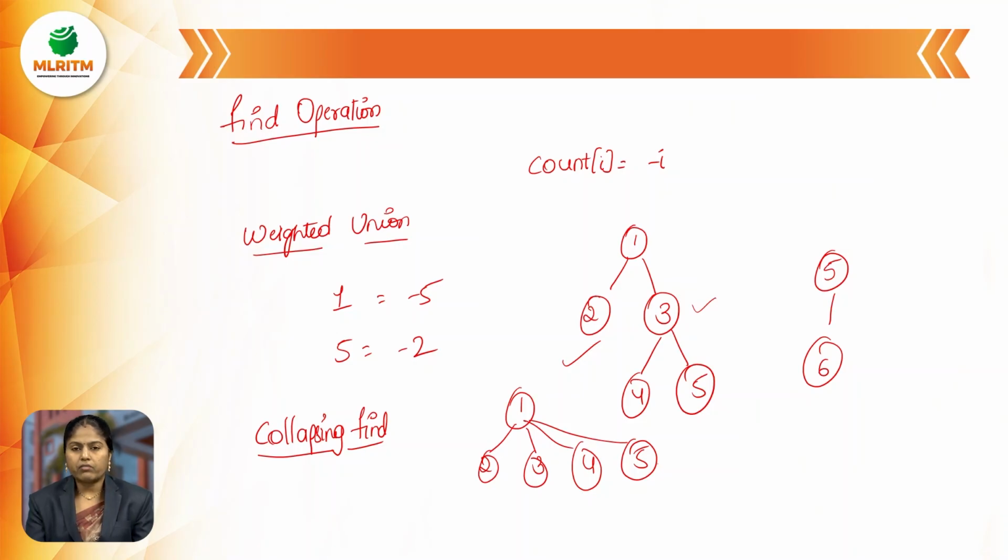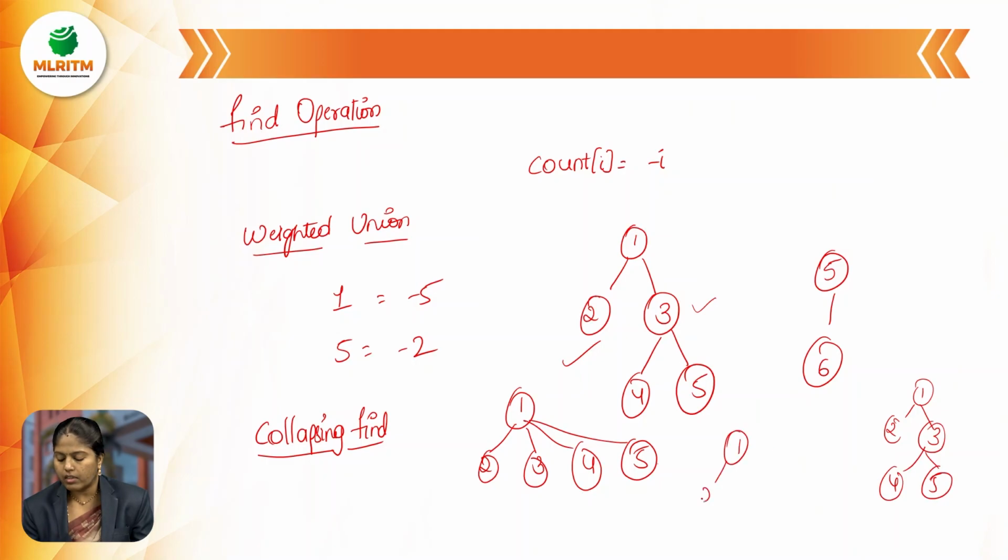And the next one is collapsing find. Collapsing find is nothing but, there will be a tree-like structure 1, 2, 3, and 4, 5, 6. Here we are collapsing the bottom nodes and writing all the elements under one particular tree node. Okay, this is all about disjoint sets.